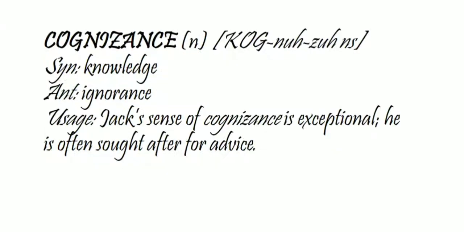Cognitive is an adjective. The next one is cognizance. Cognizance is about awareness. Awareness means knowledge. So cognizance is a noun, which means knowledge, and the opposite or antonym of cognizance is ignorance. Jack's sense of cognizance is exceptional. Exceptional means outstanding. He is often sought after for advice. The semicolon here is used for a closer connection, and Jack's is used for ownership or relationship, his status is mentioned here. So people go to him for advice. Sought is the third form of seek, right?